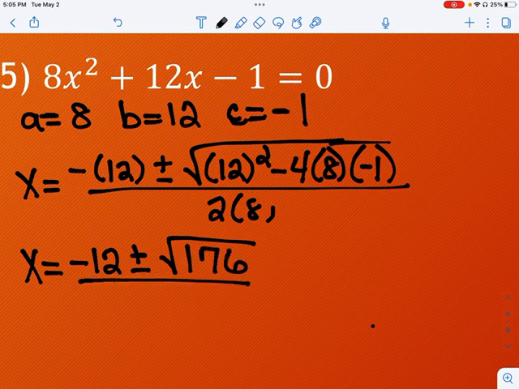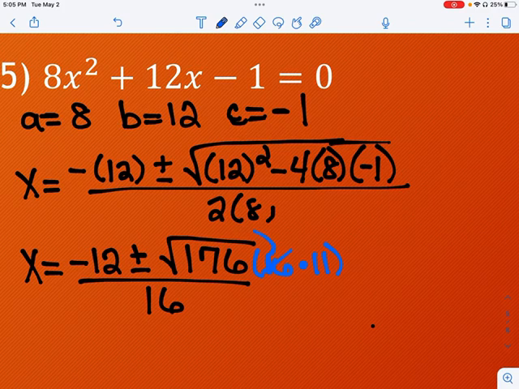And that is over 16. Okay, now we take a look at 176, and let's try some different numbers here. If we look at 176, it is divisible by 4, but I think there's something bigger. So if we keep going, I'm going to divide it by 16. There it is. So 176 can be divided by 16 times 11.